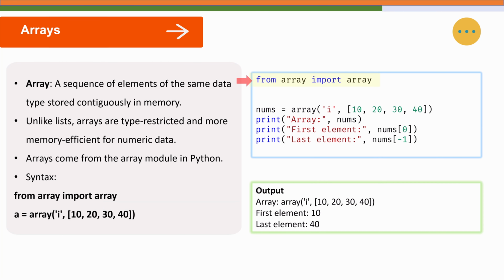Arrays are containers like lists but with a key difference: all elements must be of the same type. This makes them faster and more memory efficient when handling numeric data.